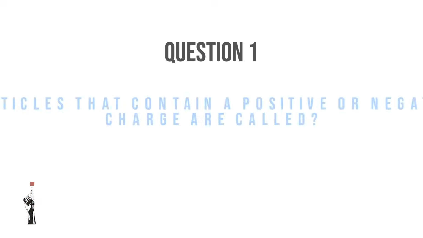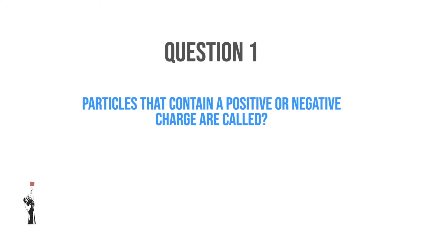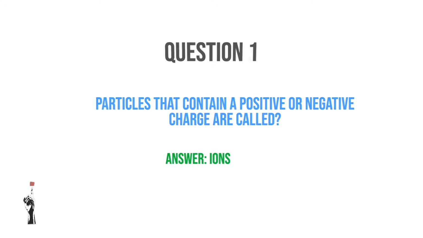Can you remember what we call particles that contain a positive or a negative charge? Particles become ions when they are charged positively by losing electrons or negatively by gaining electrons.